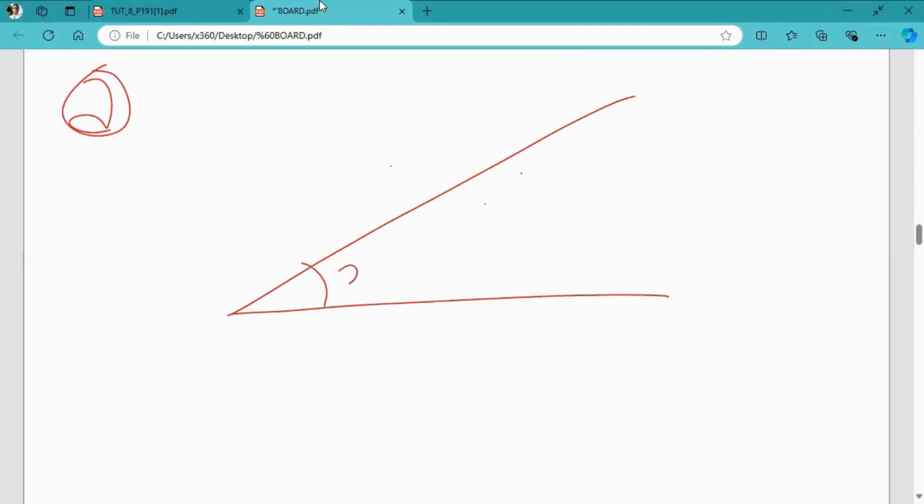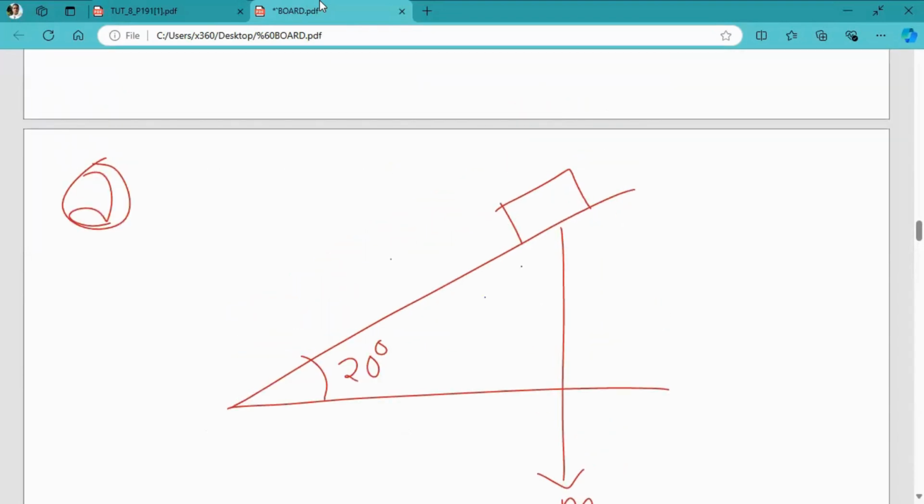Okay, so to answer question A, they've said we should draw a free body diagram. So if I have my incline there, they've told us that it's inclined at 20 degrees. Then I have my object here, which is sliding down. And we know to say weight acts vertically downwards, mg. Now, since this is an incline, what are we supposed to do? We're supposed to resolve our forces.